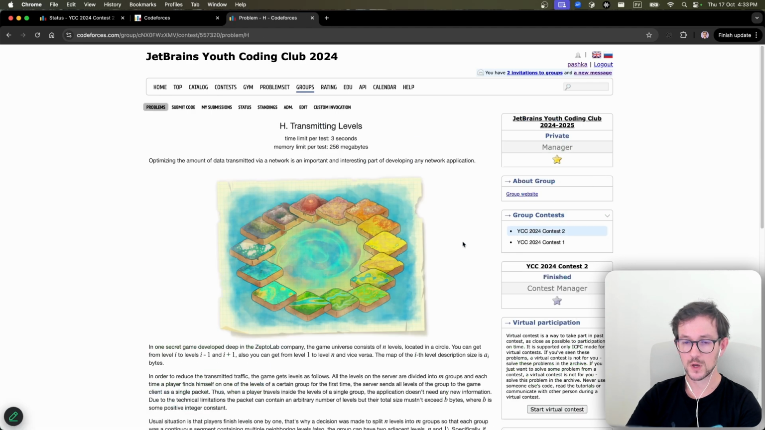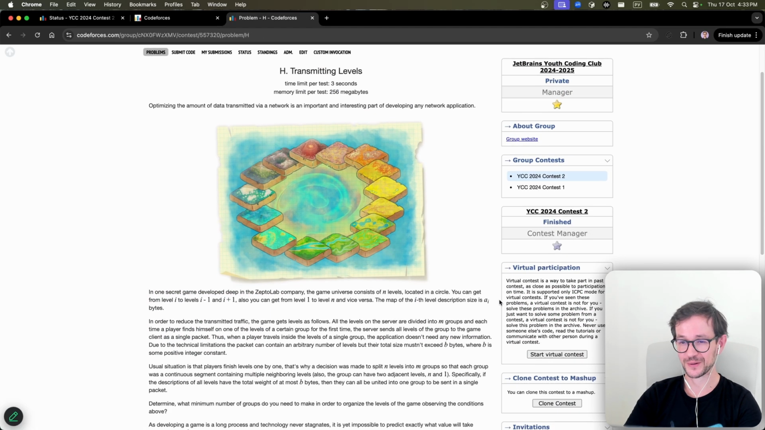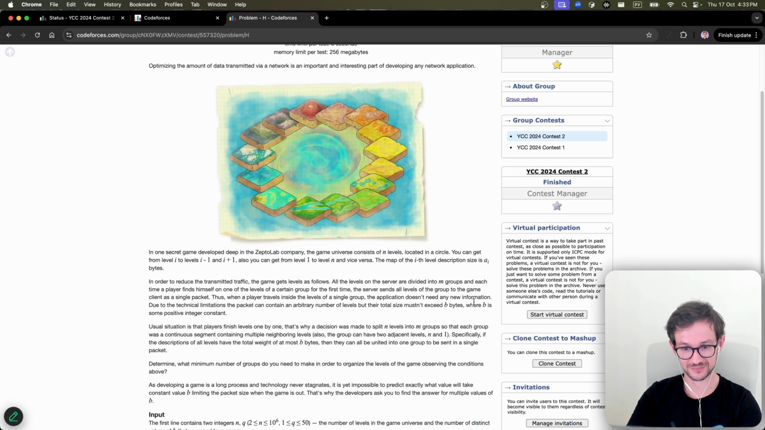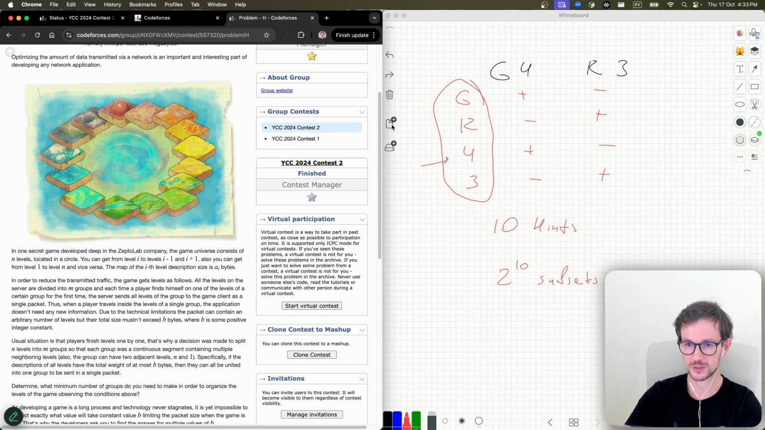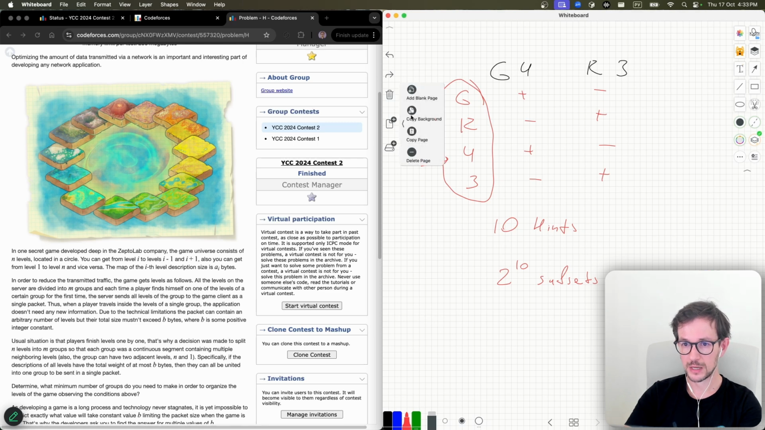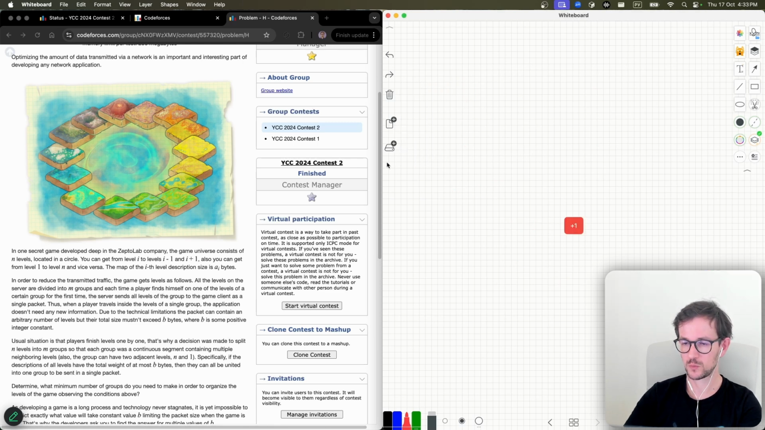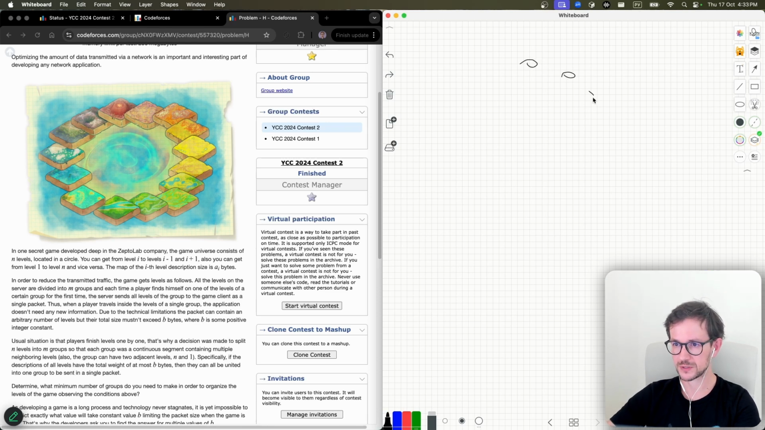Okay, final one. We have 30 minutes, and I don't have enough time to do it fully, but let's try. What we have in this problem is basically a cycle of elements, and we need to group these elements into blocks.